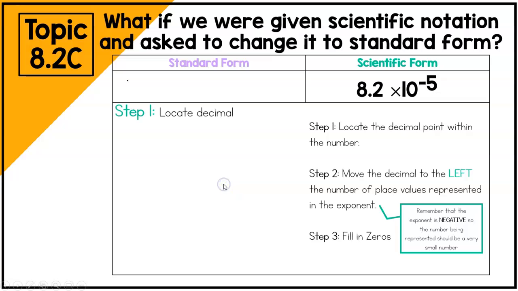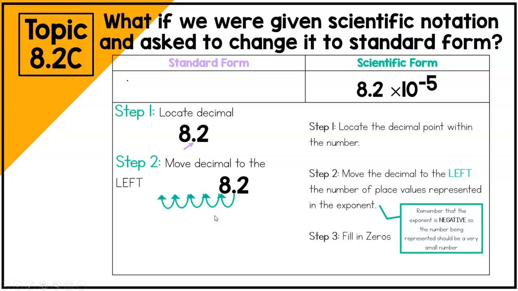So first, I'm going to locate the decimal. Okay, it's right between the 8 and the 2. Step 2, I'm going to move the decimal to the left, however many numbers is represented in the exponent. And again, here it is -5. And we're moving to the left, guys, because it's negative. And I know that I need to make a small number. If I were to move to the right, okay, then I'd be making a very big number. But since my exponent is negative, I know I'm making a small number. So I move to the left to make that a very small number.